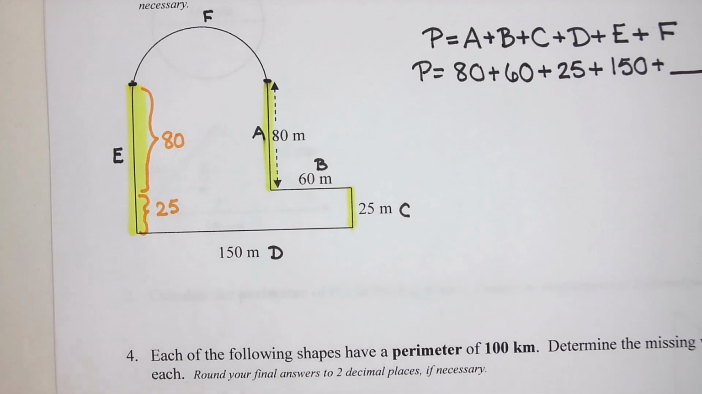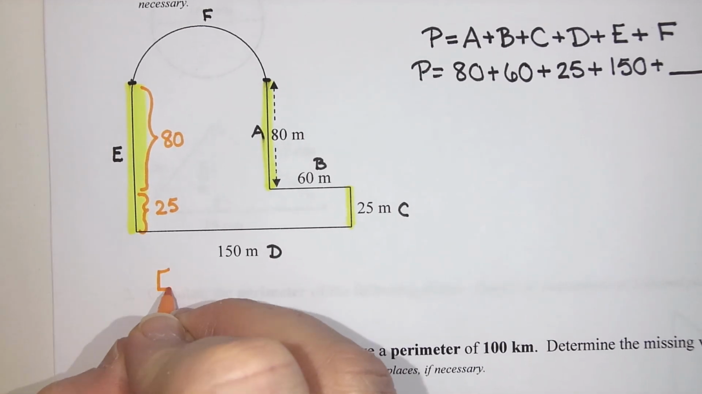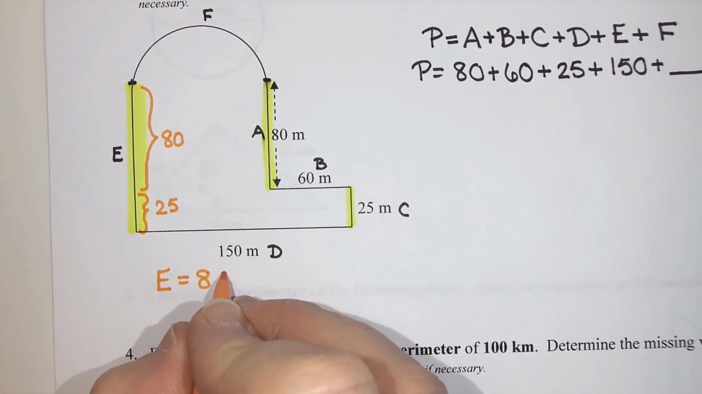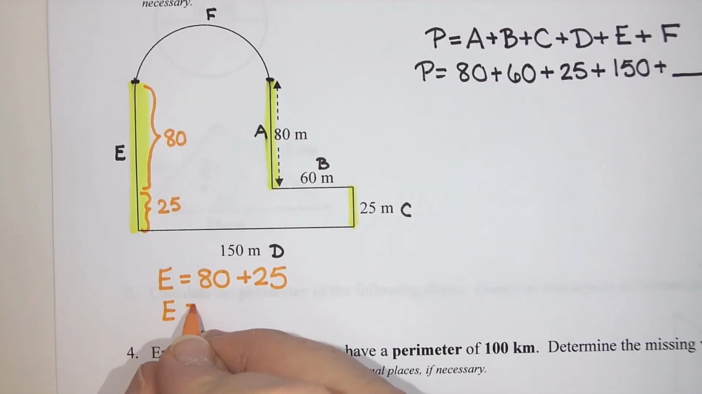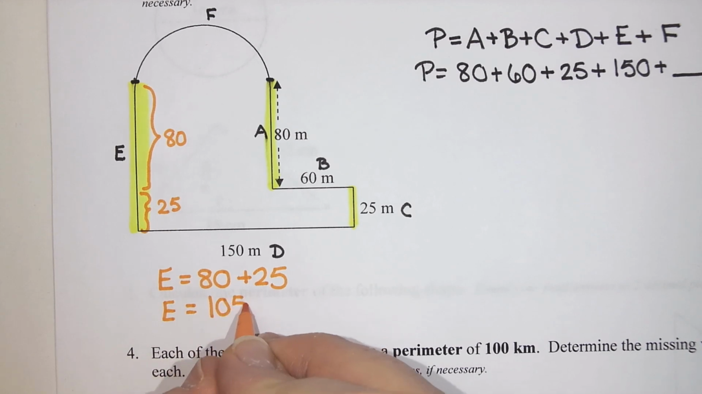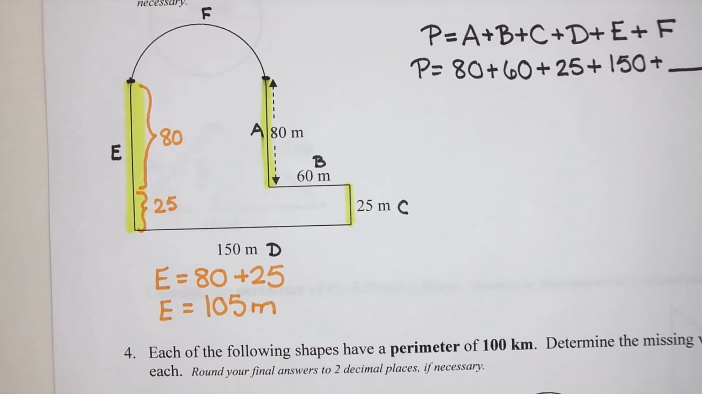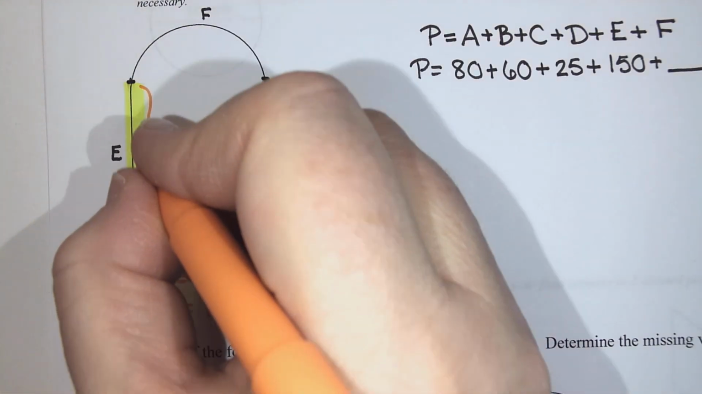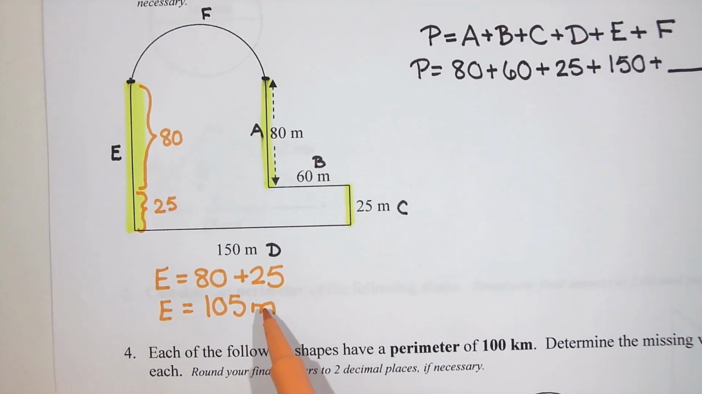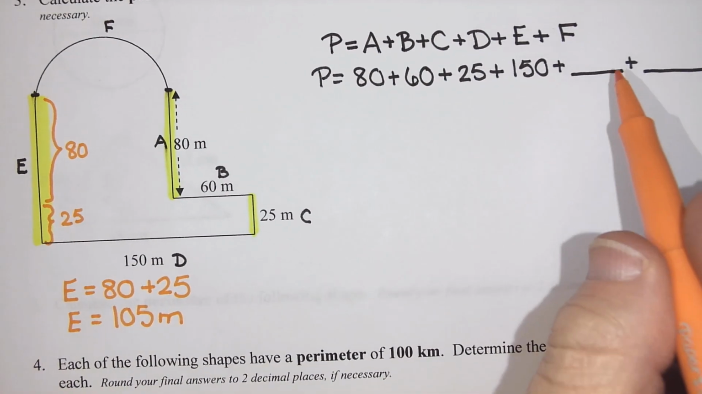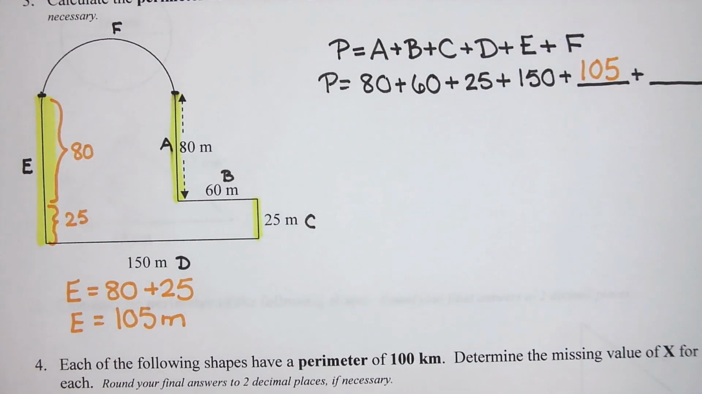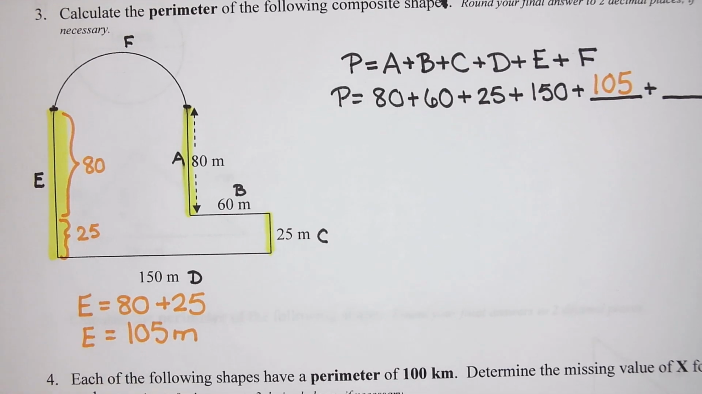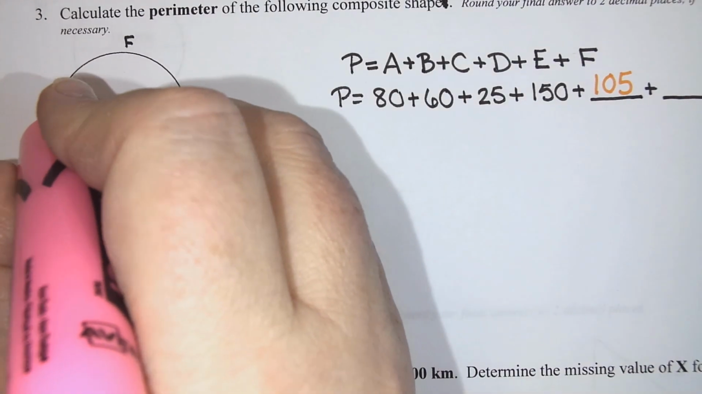So I think down here, I'm just going to calculate that side E is 80 plus 25. So side E is 105 meters. So I now know that this long side here is 105 meters, so I can put that in right there. That wasn't too bad. And then the last part I need is to figure out this curved part on the top.